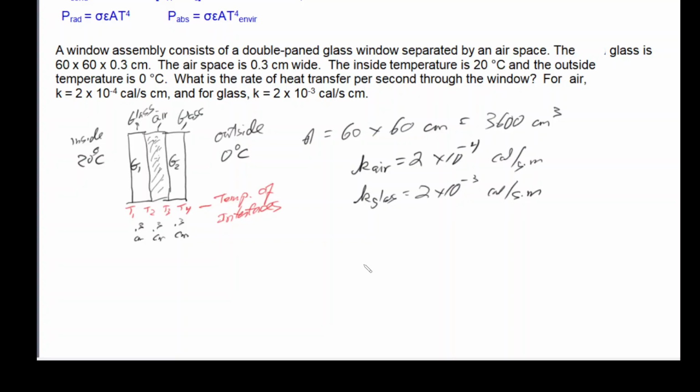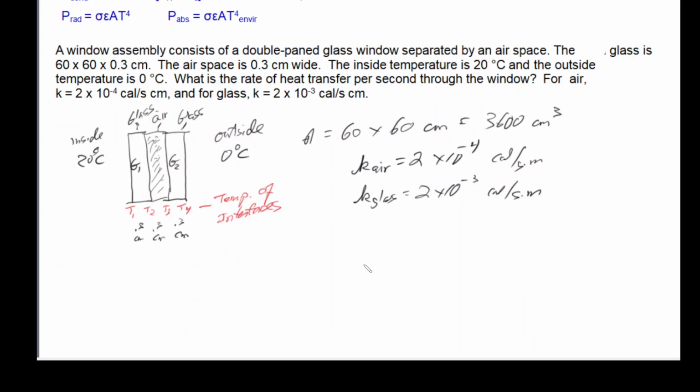Let's do one more problem. A window assembly consists of a double pane glass window separated by an air space. The glass is 60 by 60 by 0.3 centimeters. The air space is 0.3 centimeters wide. The inside temperature is 20 degrees Celsius and the outside temperature is 0 degrees Celsius.